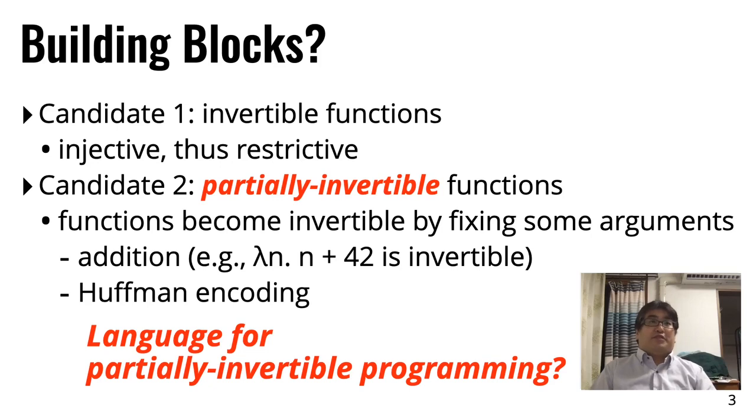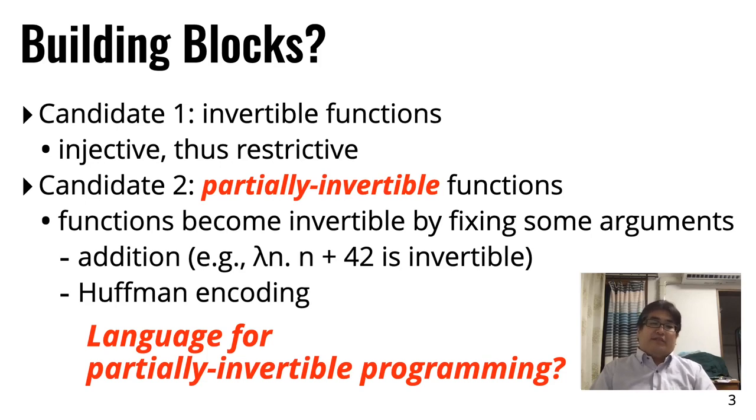An obvious approach is to use invertible functions for invertible programming. However, this approach is restrictive because invertible functions have to be injective. But it is known that some functions become invertible after fixing some argument. These functions are called partially invertible functions. An example of a partially invertible function is addition, which becomes invertible after fixing either of the arguments. A more practical example is Huffman encoding, which becomes invertible after fixing the Huffman encoding table.